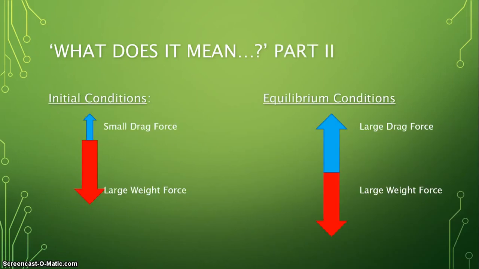This is represented by the set of arrows which indicate when the forces are in equilibrium. When the velocity is no longer changing, Fnet is equal to 0 and the magnitude of the drag force equals that of gravity.